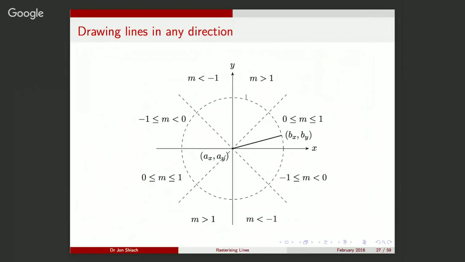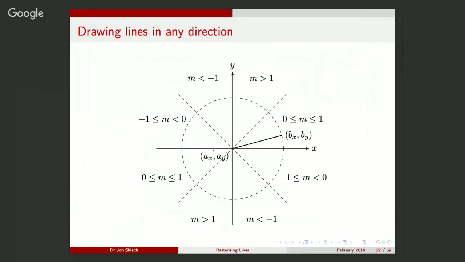It wouldn't work anywhere on the left-hand side, where we're drawing from right to left. Now we're adding 1 to our x-coordinate each time, so we can't draw lines which go from right to left. We also can't draw lines which have a negative gradient, which go down. So at the moment, we can only draw lines which have a shallow positive gradient.